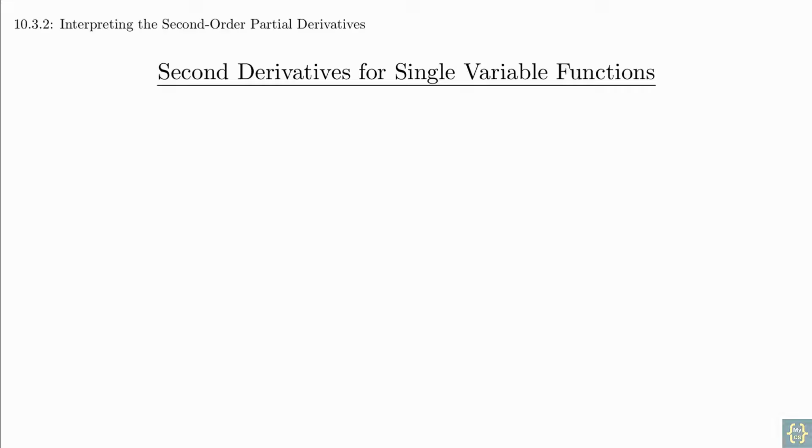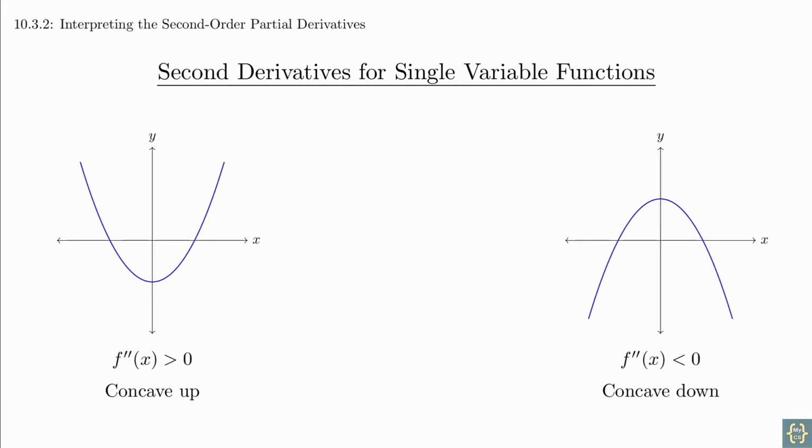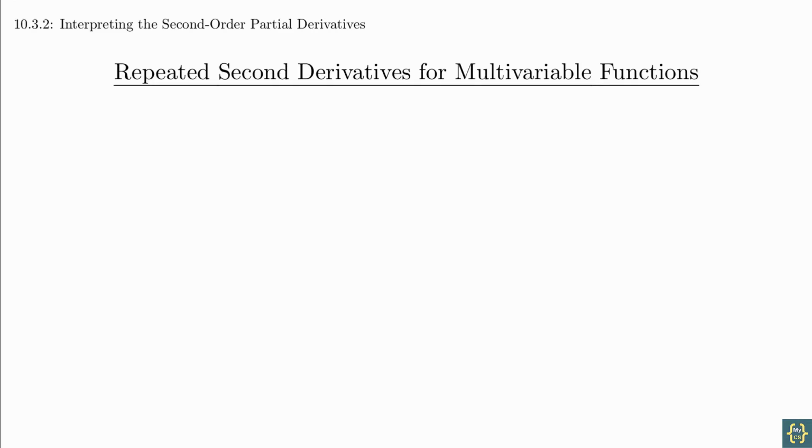Recall that in single variable calculus, the second derivative gave concavity. If the second derivative is positive, the curve is concave up. If the second derivative is negative, it's concave down. And if the second derivative is 0, then we don't know what the shape is going to look like. The second order partial derivatives f_xx and f_yy follow the same concept.